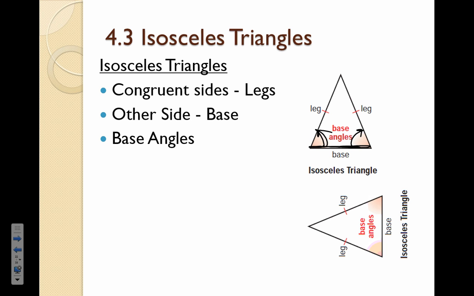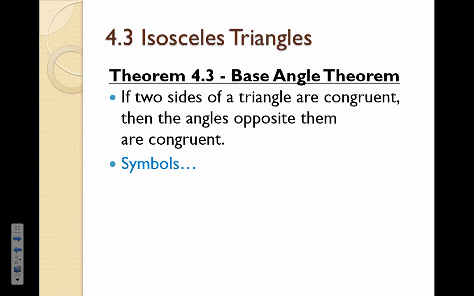Base does not mean bottom, and that's going to be the most commonly mixed up thing with isosceles triangles. So you might put a thing in your notes: base does not equal bottom. Base is just the other side that is not part of the congruent sides. So you've got a leg, and that means this third side is the base. So base does not always mean bottom. Something to remember or note.